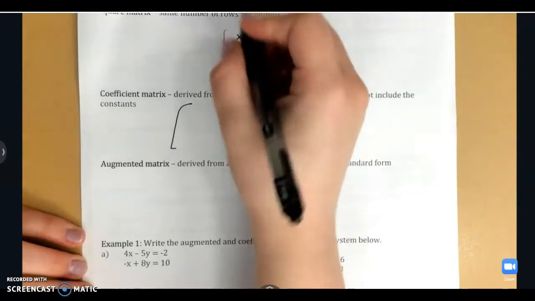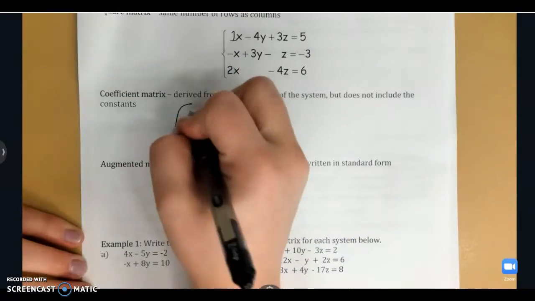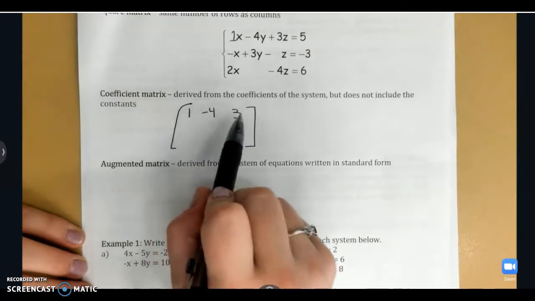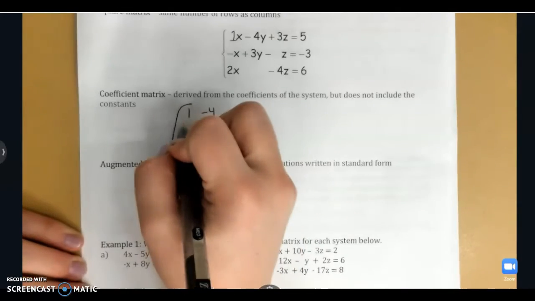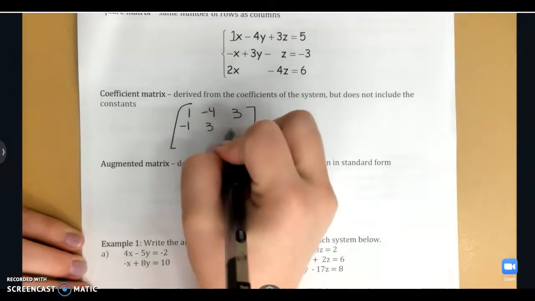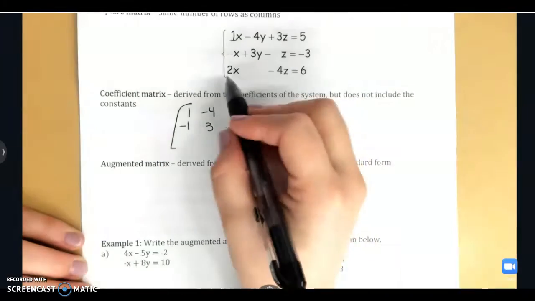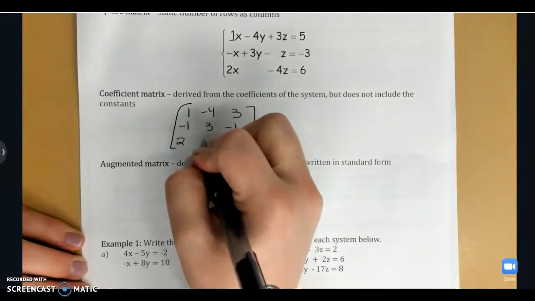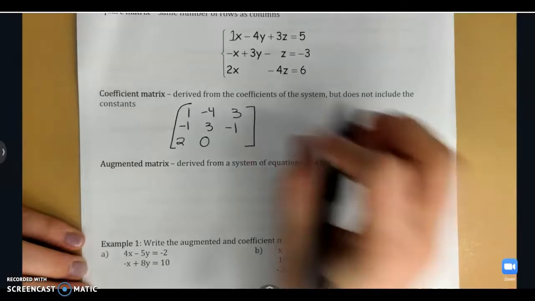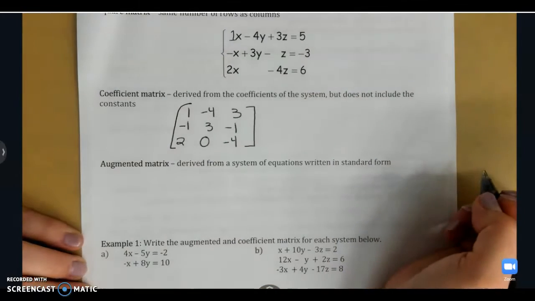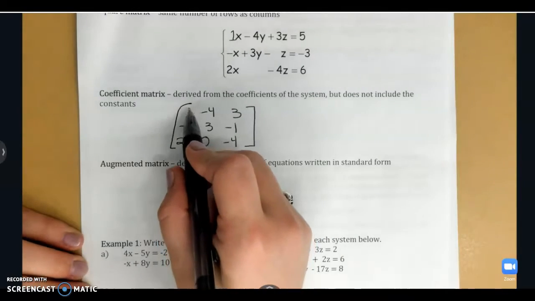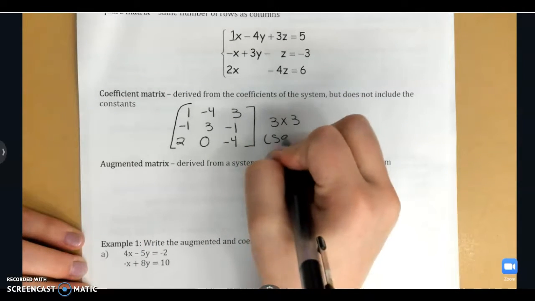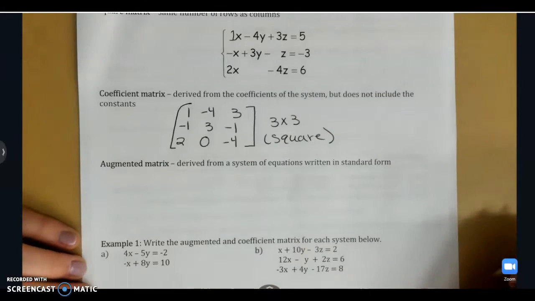So my coefficient here, remember when there's nothing, there's like an invisible 1. So that's going to be 1, -4, 3. Those are the coefficients for my x, y, and z in the first equation. Then my next one, -1, 3, -1. Then my last one, I have 2. Now, I don't have a y in this equation, so my coefficient for y is 0. And then -4. So that is our coefficient matrix, and if you look at my number of rows and my number of columns, this is a 3 by 3, which is a square matrix. So that's just our coefficients.